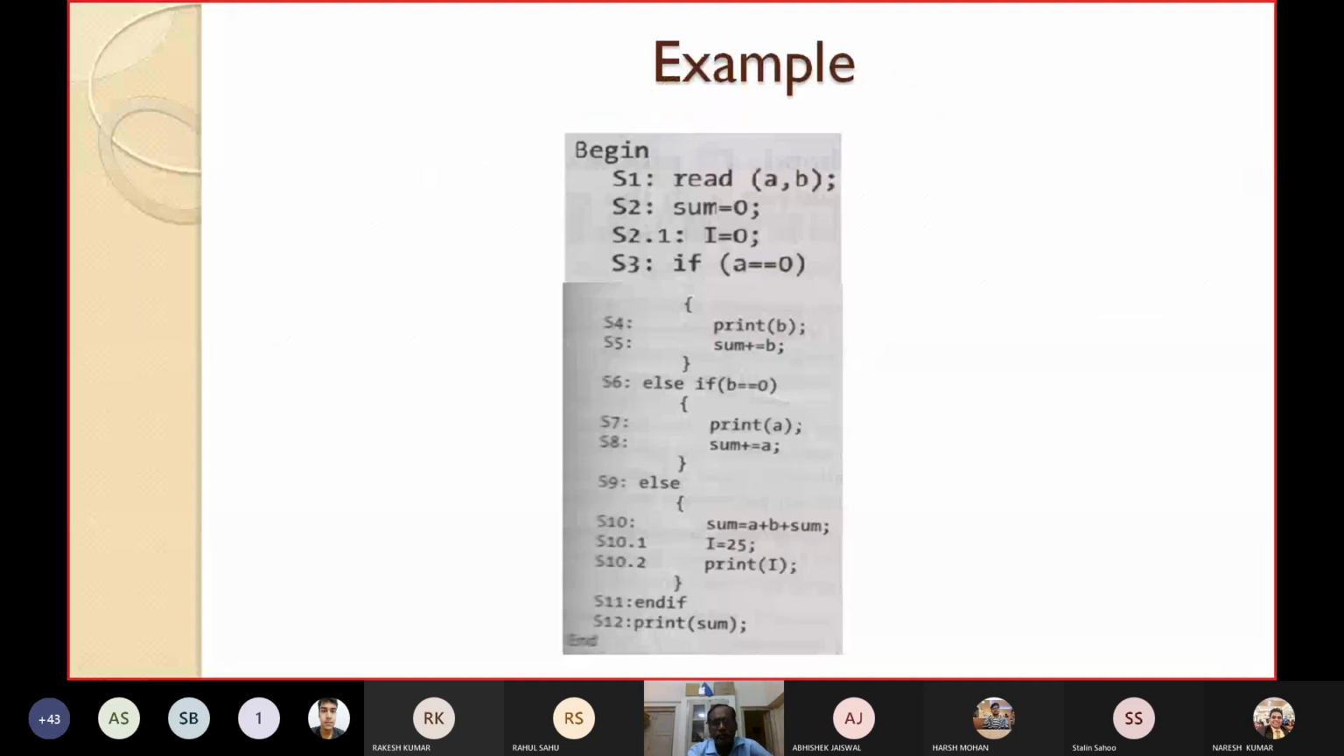A small example I have taken to again explain this concept of dynamic slice. So here I have taken the if statement. Here you can see it's taking two values as input, A, B, then finding out the sum. So sum is equal to 0, I is equal to 0. If A is equal to 0, then print B. If B is equal to 0, then if A is equal to 0, then sum is equal to sum plus B. If B is equal to 0, sum is equal to sum plus A. And otherwise sum is equal to A plus B plus sum. Now it will show the value of the sum.